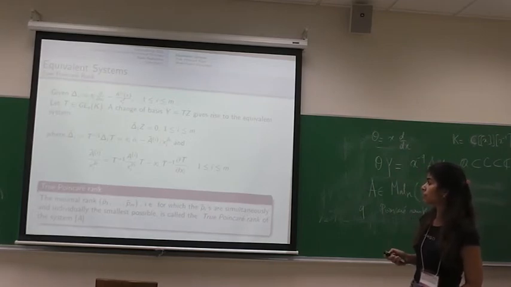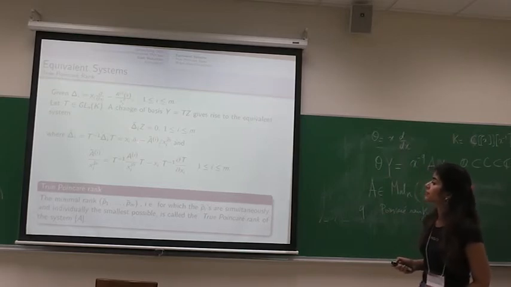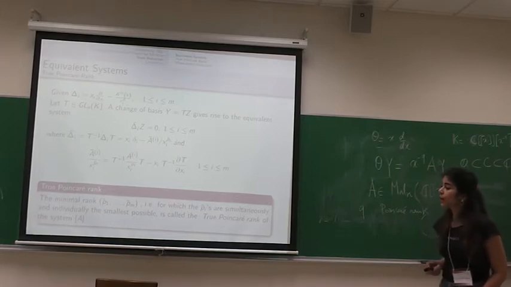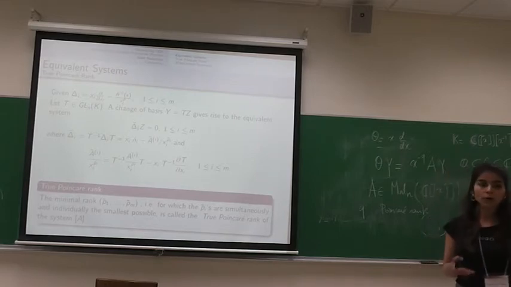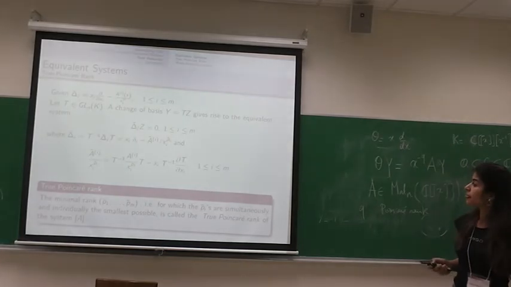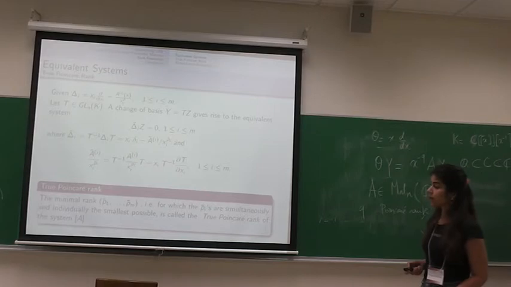Again, I recall our notations. So given these systems, the set of Pfaffian systems with normal crossings, a change of basis will take these systems to the set of equivalent systems as follows, with these relations. And what we call the true Poincaré rank is the minimal p-tilde, which can be obtained upon performing all the possible changes of basis, such that the p-tilde_i are simultaneously and individually the smallest possible. This is called the true Poincaré rank of the system.